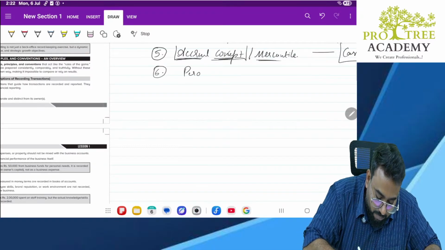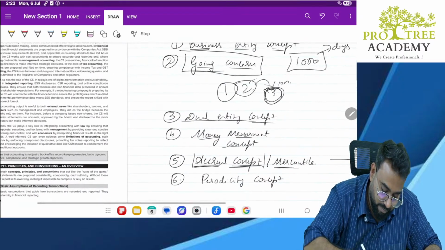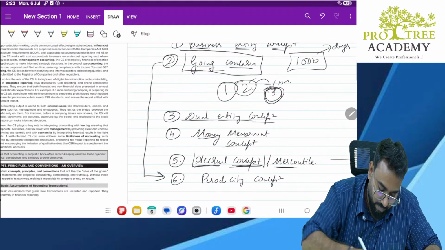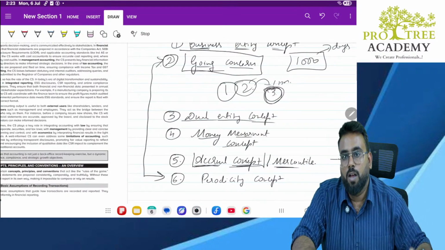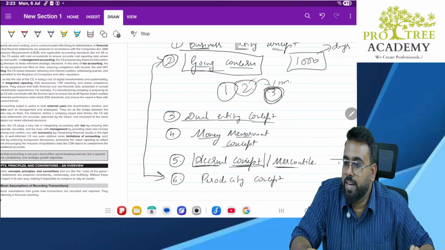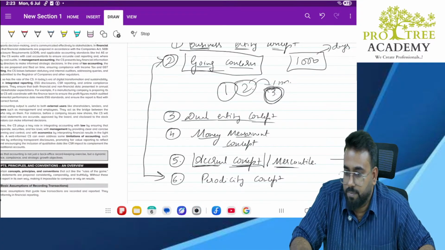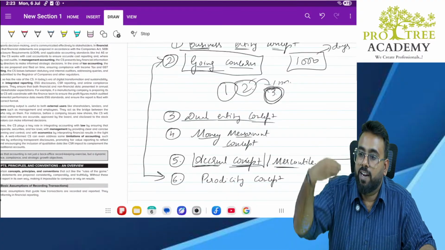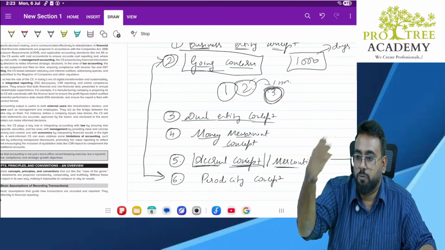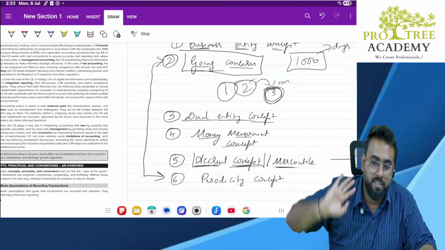Periodicity concept. Now let's link this with this one. I told you going concern is something where you will assume that the business is going to continue for the foreseeable future. Correct? Now, foreseeable future, we don't know. For your understanding I said 12 months, but nobody has defined what the foreseeable future is. It is never ending.